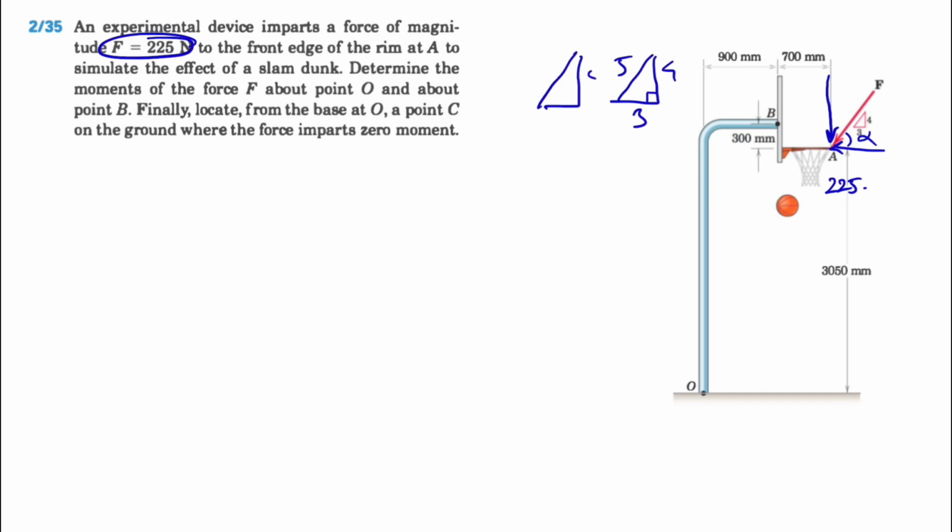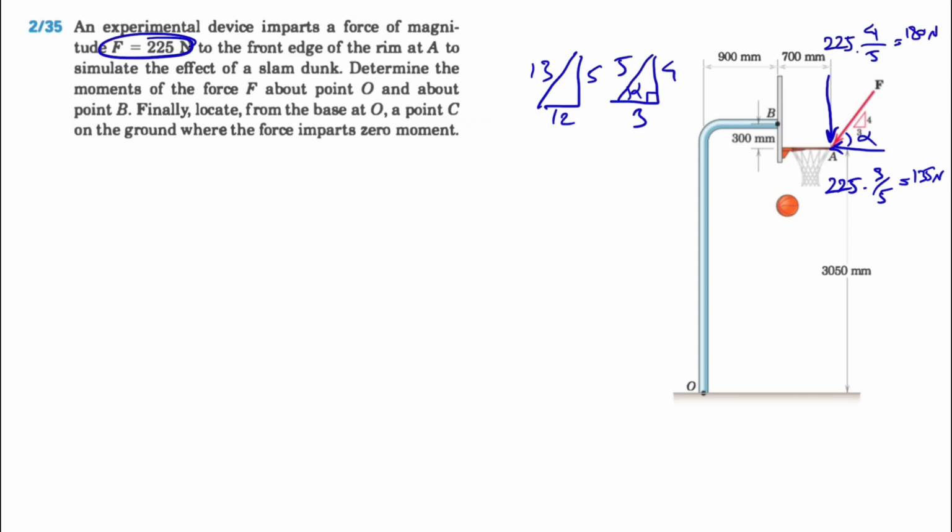The other one is 5, 12, 13. It's good to memorize these combinations; it's going to save us a little bit of time. So the cosine of alpha will be 3 over 5, and if we calculate this, Fx will be 135 newtons. For the Y component, we have 225 times sine of alpha, which is 4 divided by 5, and this will be 180 newtons.